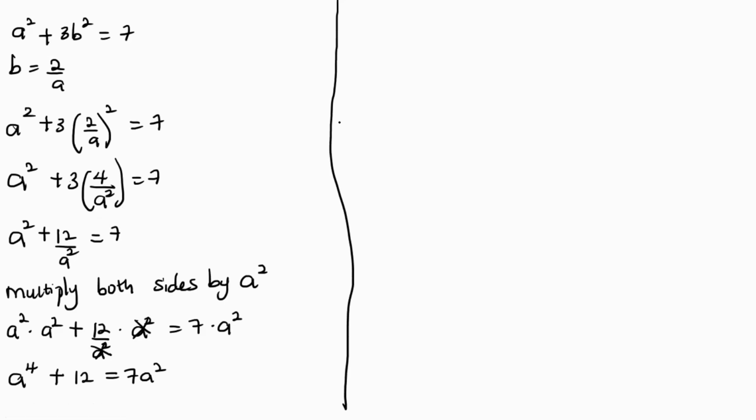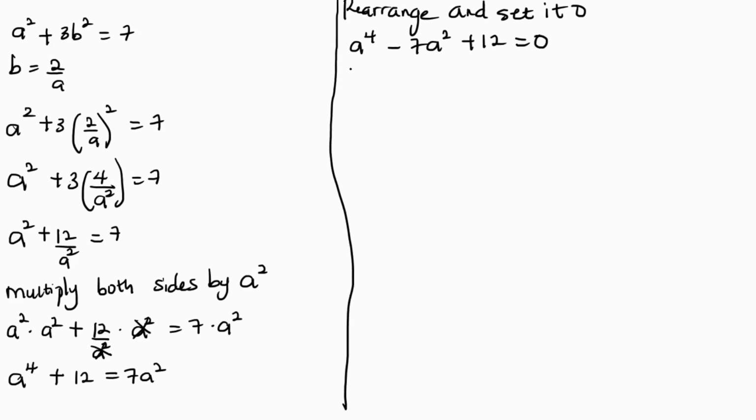Alright, so once we have this right here, we want to simply rearrange and set it to 0. So we have a to the power of 4 minus 7a squared plus 12 is equal to 0. Now the next thing we want to do right here is to say let x be equal to a squared. Now if x is equal to a squared, from this we know that here will become x squared because we have x is equal to a squared, and there are two a squared in a raised to the power of 4.